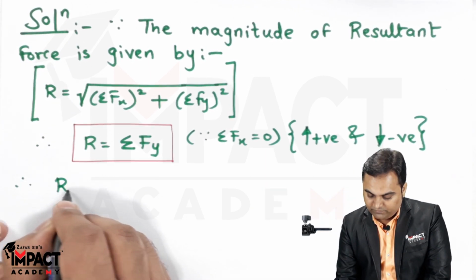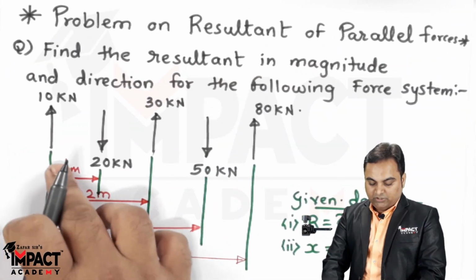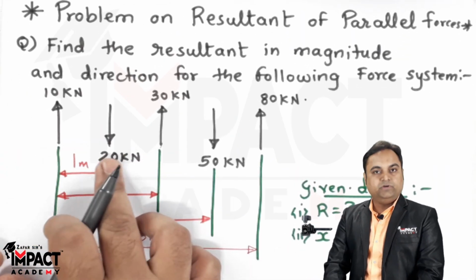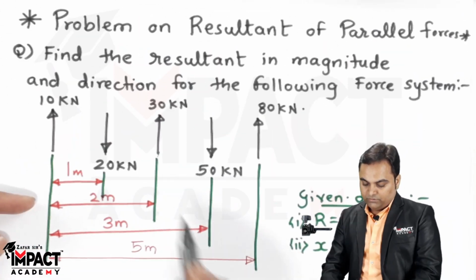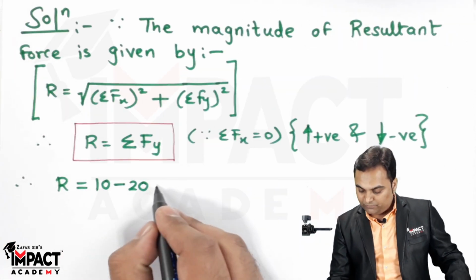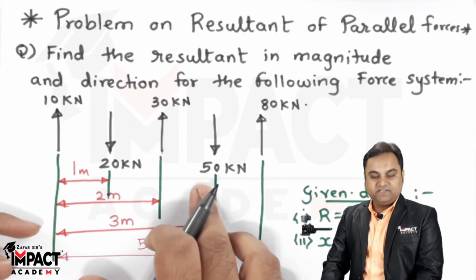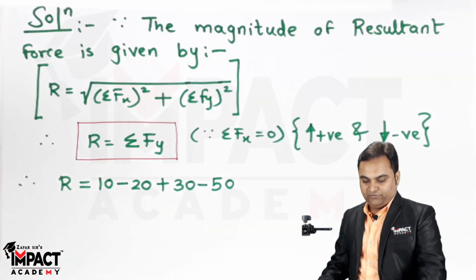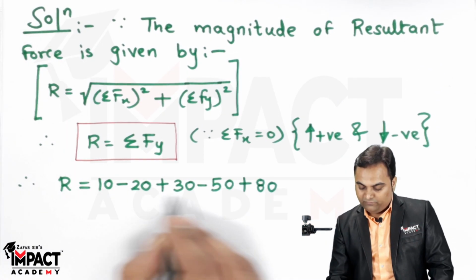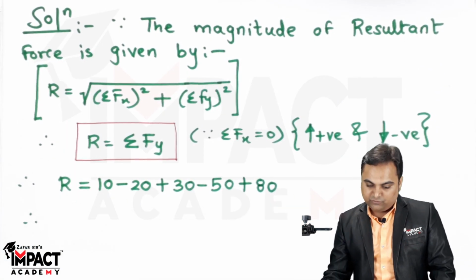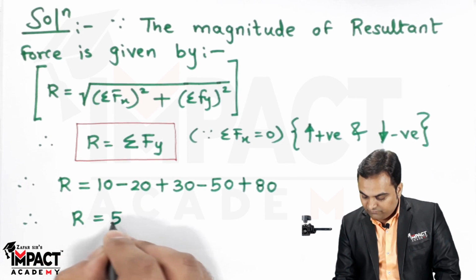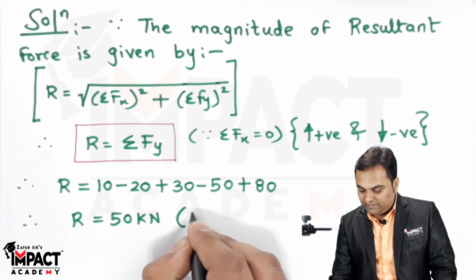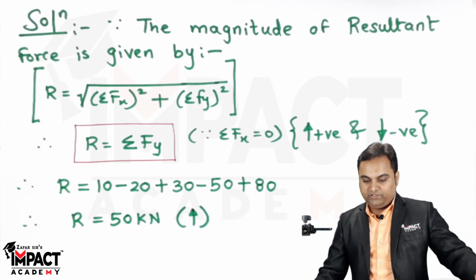So the resultant would be: this 10 kilonewton force is acting upward, so that is positive. 20 is acting downward, so negative. 30 kilonewton acting upward, again positive. 50 is acting downward, so negative. 80 is acting upward, so positive. When I add up all the values, the resultant force comes out to be 50 kilonewton. Since this answer is positive, the resultant is acting in the upward direction. So that would be the first answer.